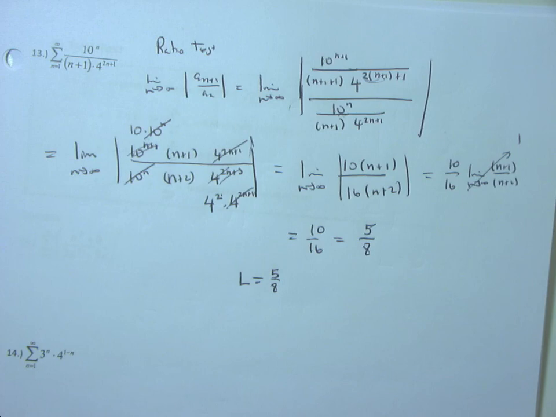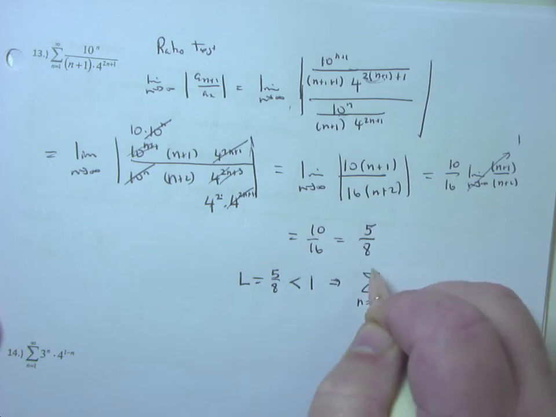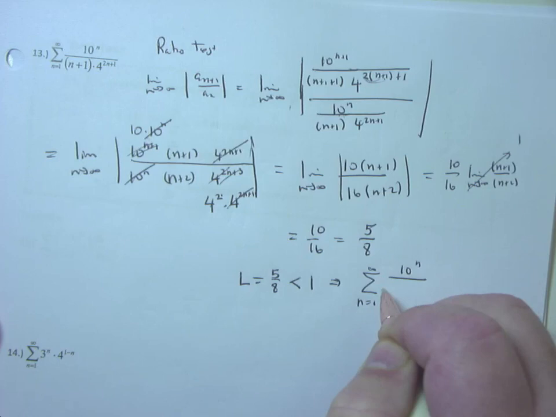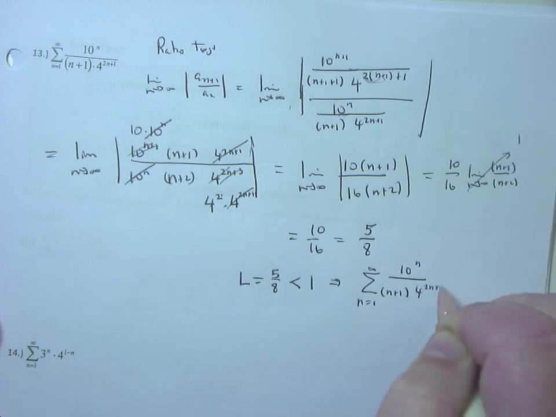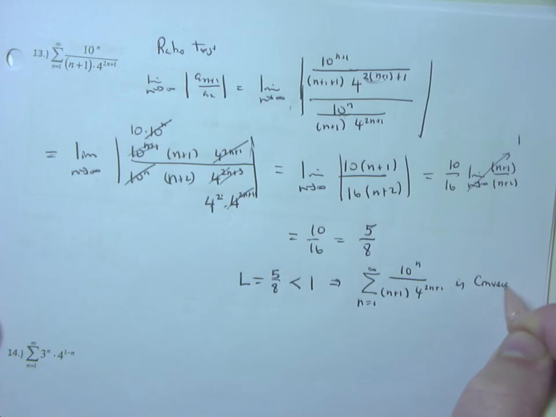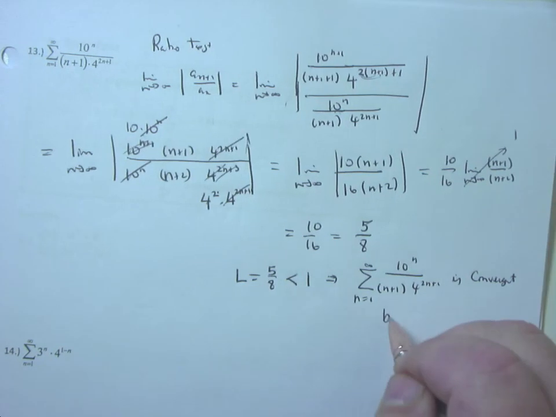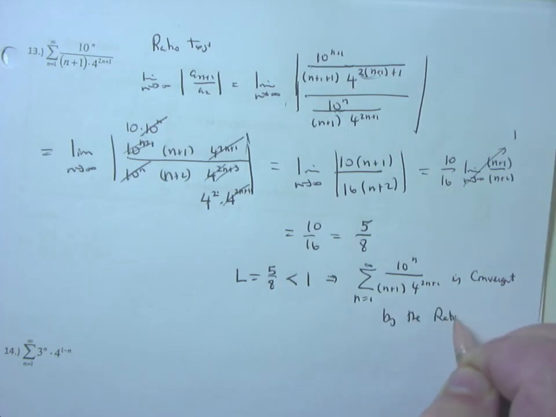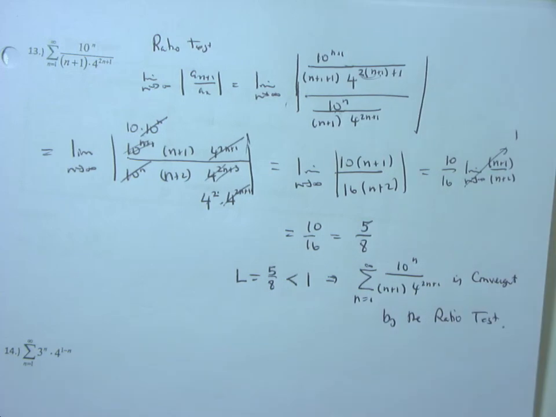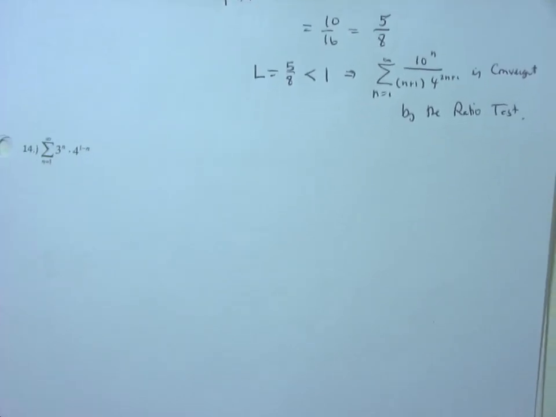So this is L equals 5/8, which is less than 1, which tells me that my series, the sum as n goes from 1 to infinity of 10 to the n divided by n plus 1 times 4 to the n plus 1, is convergent. It's not an alternating series, so we don't use absolute convergent. Just convergent by the ratio test. Does that make sense? Questions? Now take a look at this next guy.